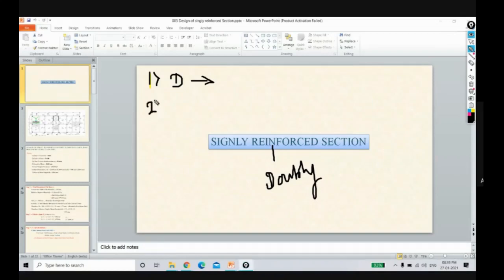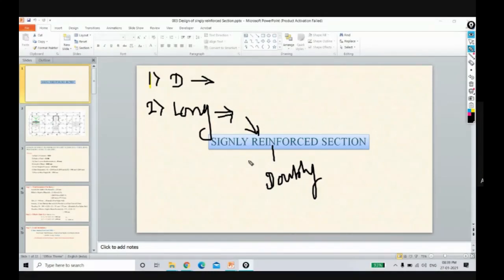Second thing, if a long span is there, then to avoid deflection we have to provide the doubly reinforced section. So from the design point of view, or as per my knowledge, these two points are most important to decide on the doubly reinforced section.